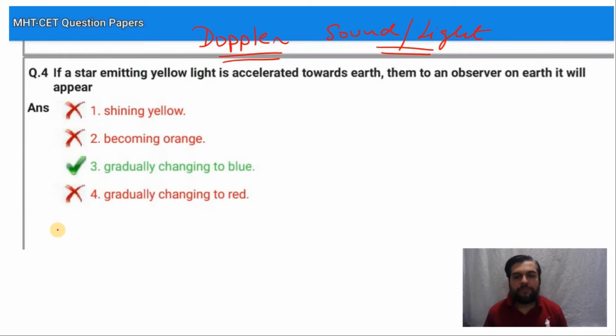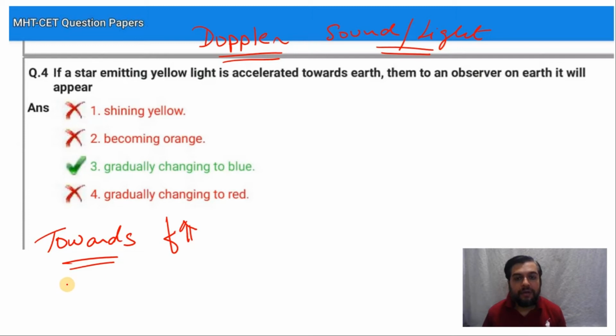The source which produces the sound or the light, or the observer, or relatively both, if they are moving towards each other, like in sound, when a source producing the sound is moving closer and closer, the frequency will go on increasing. Same with light. So when the source or the observer or both of them are moving towards each other, then in that case the frequency always increases.